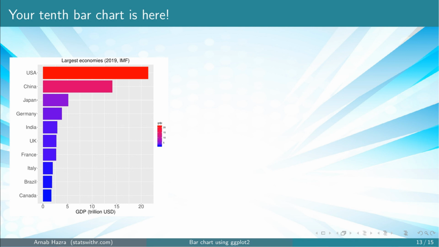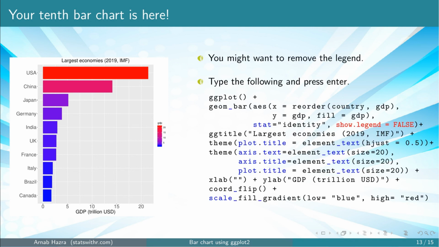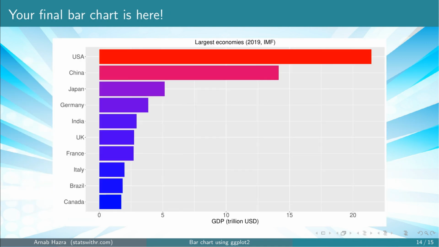Because we already have a scale for the values, that is the x-axis, we don't need the extra legend. So let's just remove the legend. To do that, add show.legend equals to false inside geom_bar but outside aesthetics. Now press enter. Okay, you get your final bar chart. You might consider this to be a nice bar chart for your presentation.